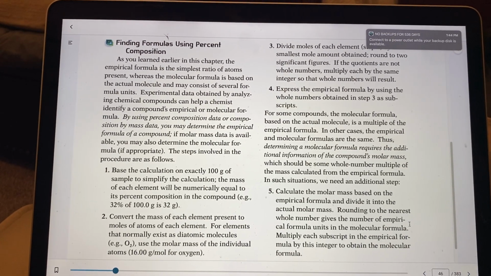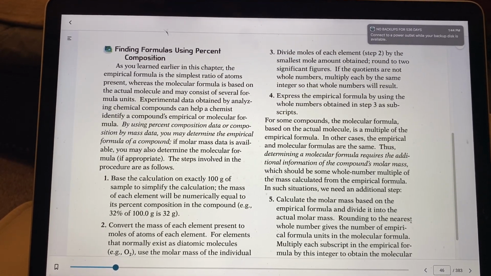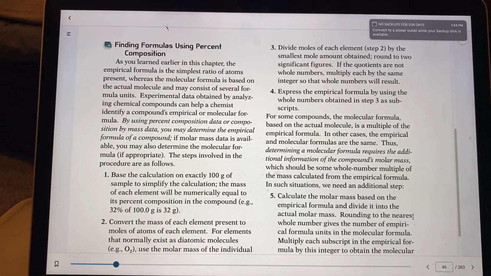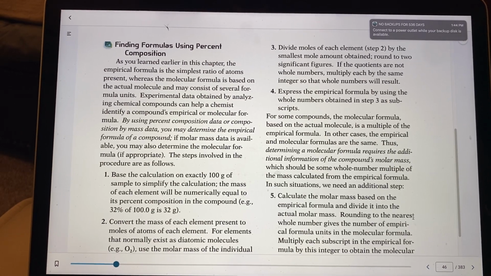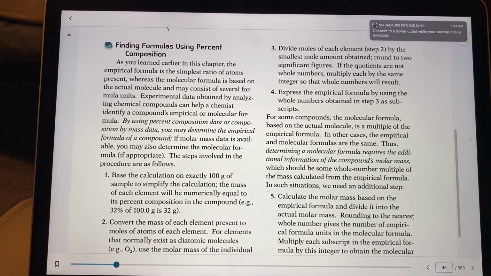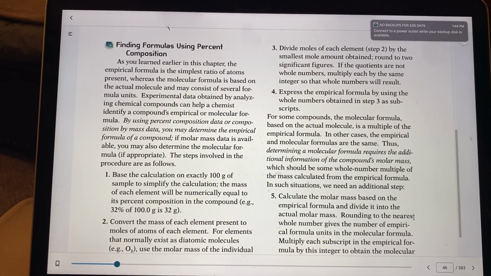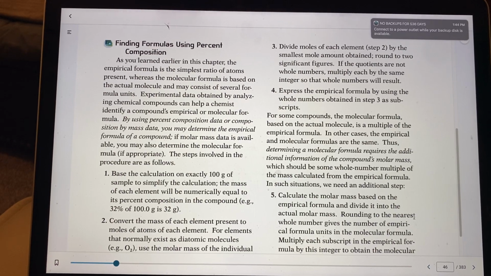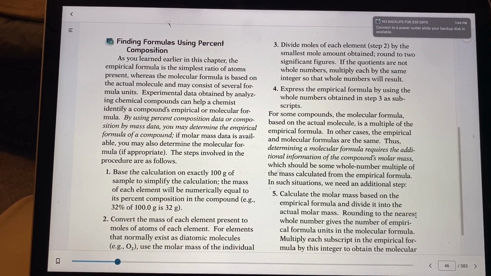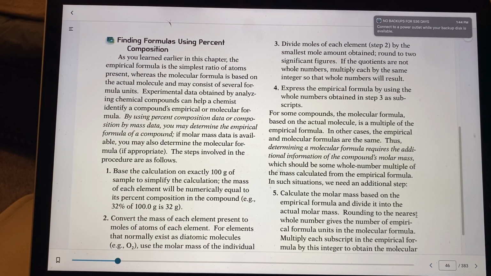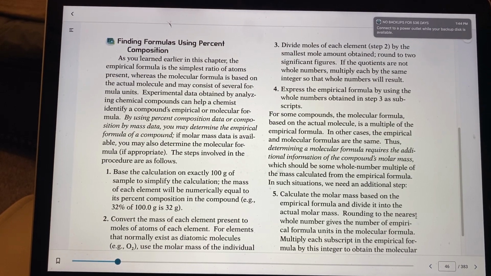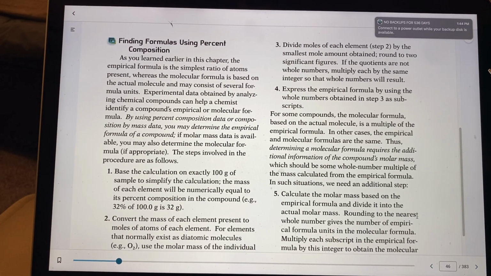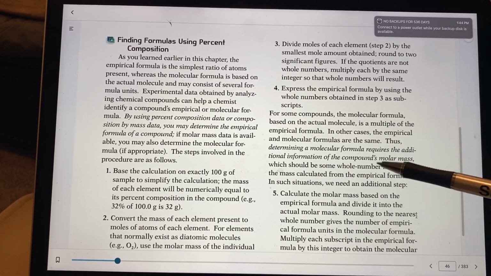Up here at the top, let's move it up here. You're going to divide the moles of each by the smallest mole. So you're going to take the smallest number and divide it. If the quotients are not whole numbers, multiply each by an integer to make them whole numbers, because you're not going to have a part of an atom here. You're going to make a formula, and you have to have whole numbers. So you express the empirical formula using the whole numbers obtained. So you put the whole thing together, and we'll see how to do this.